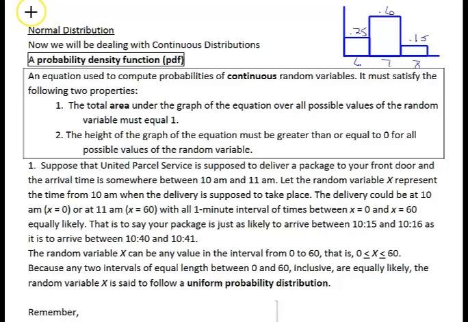All right, class. We're going to start chapter 7. This is 7.1. We're talking about the normal distribution, which deals with continuous distributions. So far, we've been doing discrete distributions, and I want to talk a little bit about that before we actually start with the normal.